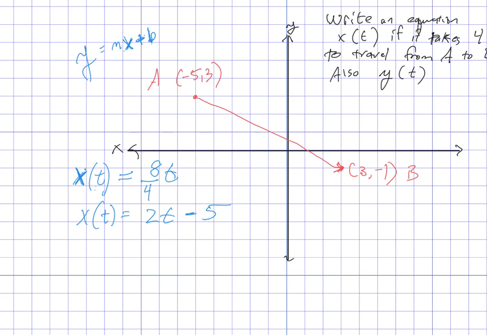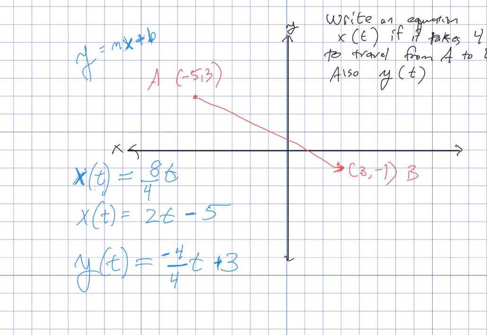And then to find my y of t, I look at my y coordinates. How are my y coordinates changing? They're going from 3 to -1, a grand total change of -4. So that's my delta y, my change in y, divided by change in t. Change in time is 4 seconds, times t. And then it will be plus 3, because at time 0, the y-coordinate is 3, because that's my starting point at point A.